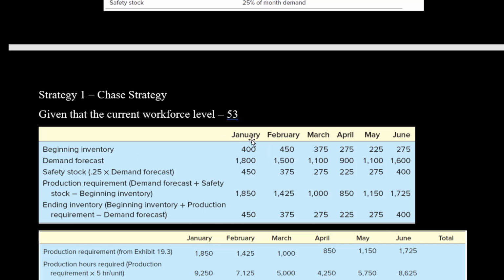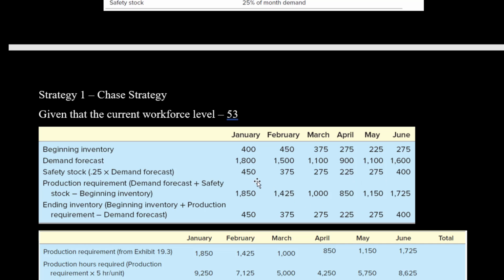Let us first understand this table. Demand for February is 1500. Accordingly the safety stock required is 375. So the production requirement will be 1500 plus 375 minus beginning inventory 450, which is 1425, and when you end the month you will be left with 375, which is your safety stock requirement. So likewise you can do the calculations for all the months with similar logic.